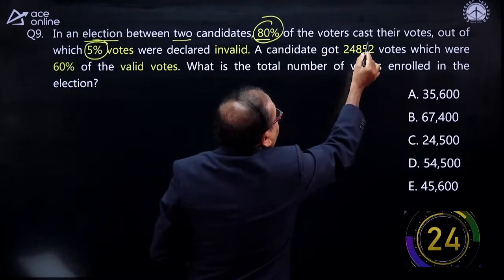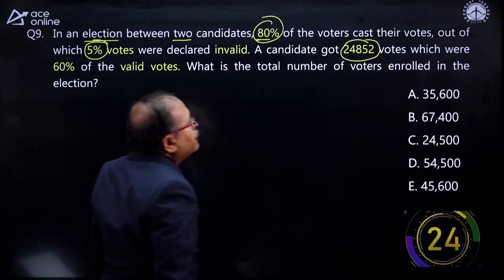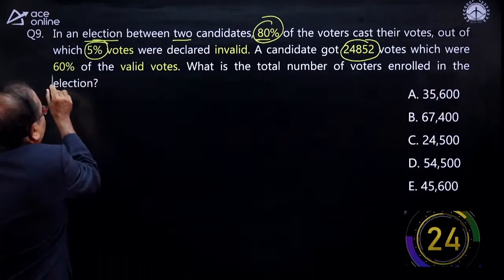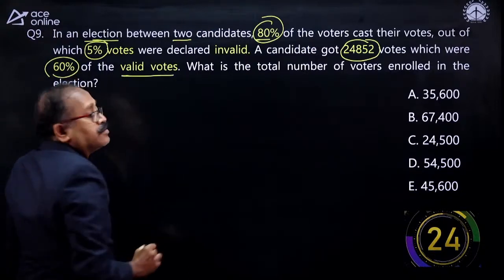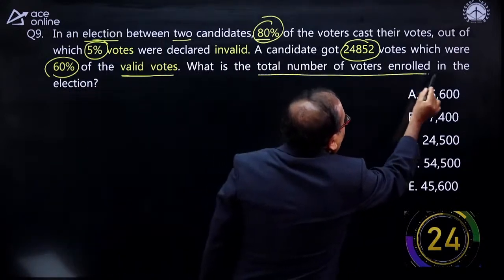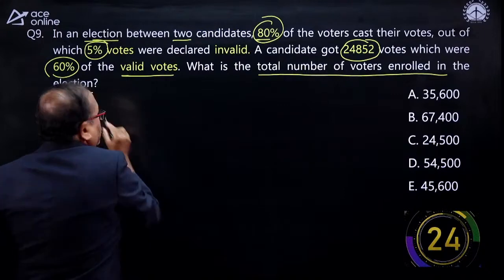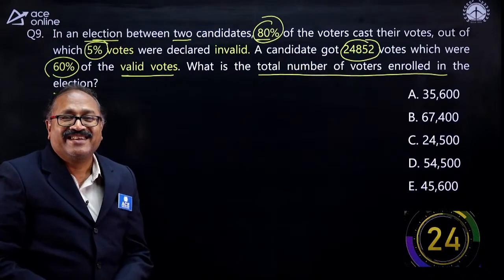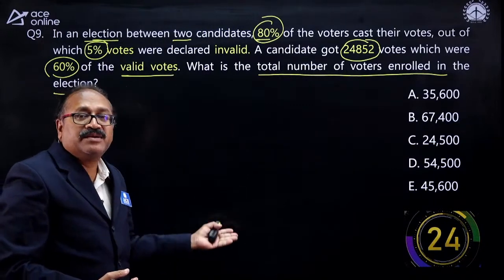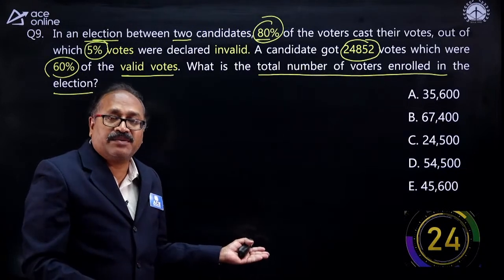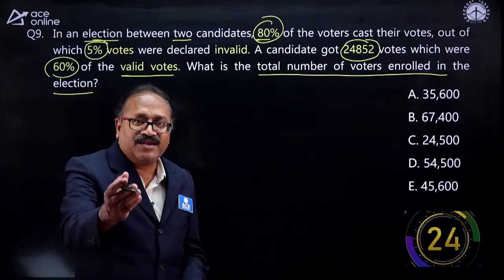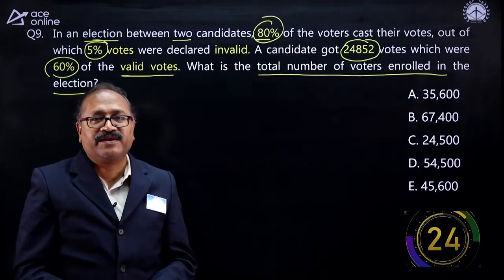And then a candidate got 24,852 votes, which are 60% of the valid votes. So I can find out the total valid votes. What is the total number of voters enrolled in the election? I am sure this is a very common format. Many examinations have asked questions like this in the past. This is one of the important questions, but not very difficult. Can you answer the question? I'll wait for 30 seconds, my friends.